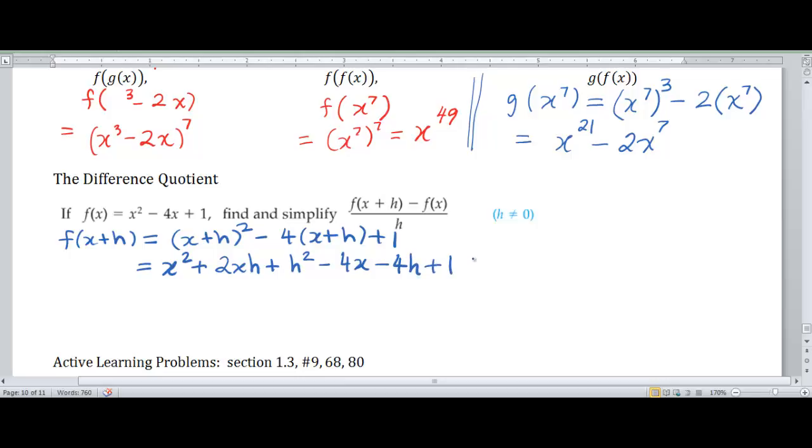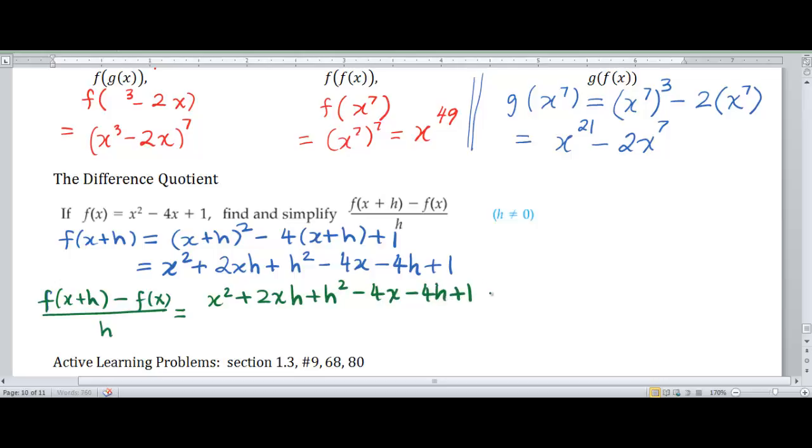And then can I combine any terms here? No, that is it. Okay, so now, f of x I know is here, right? x squared minus 4x plus 1. So now I can put all of this together. So let me change f of x plus h minus f of x over h. So f of x plus h we have up here: x squared plus 2xh plus h squared minus 4x minus 4h plus 1. And then minus, so that's the f of x plus h part.